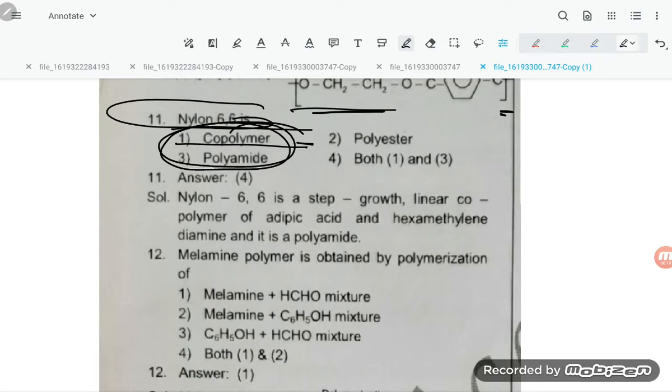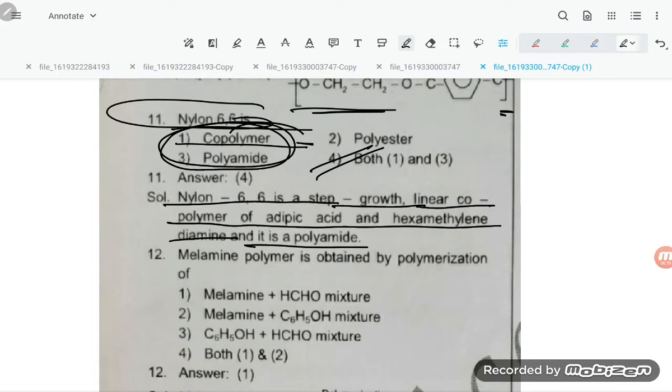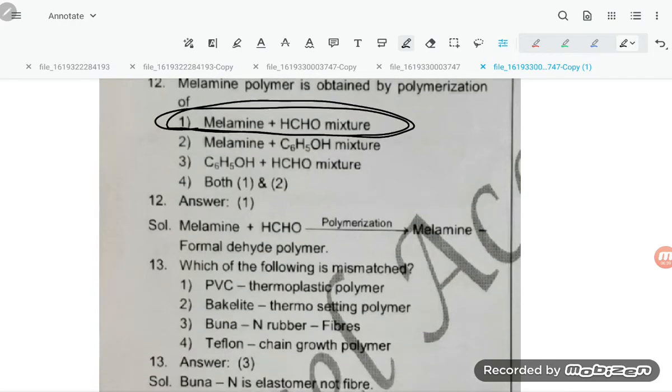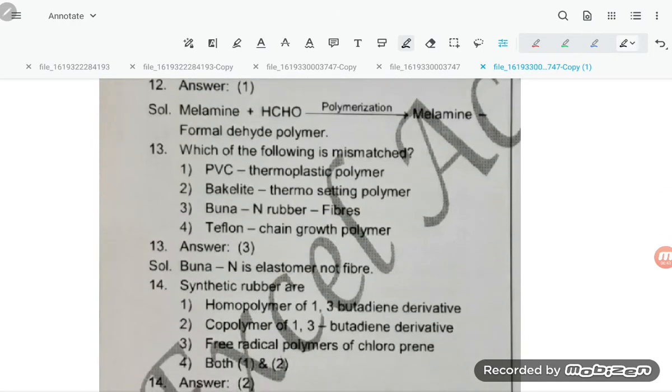Copolymer and polyamide. So options 1 and 3 are correct, that is option 4. Nylon 6 is a step-growth linear copolymer of adipic acid and hexamethylene diamine, and it is a polyamide also. Next one, melamine polymer is obtained by polymerization of melamine and formaldehyde, okay. So melamine and formaldehyde give melamine formaldehyde polymer.